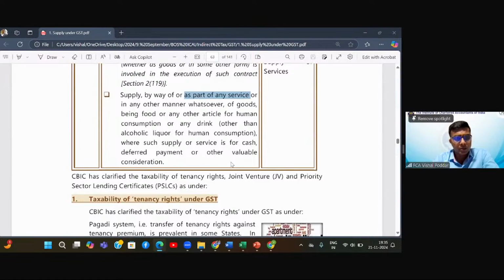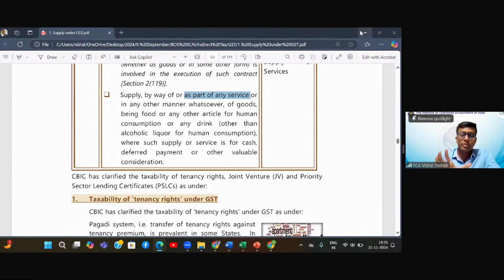Hemant asks, sir, works contract, the execution of which is to be treated as service, para 6 of schedule 2, etc. I do not understand the following: works contract in which transfer of property. Yes, beta. See, I'll explain what it is. This is why it is firstly called, as you can see the heading of this, para 6, it is saying composite supply. Why is it a composite supply?